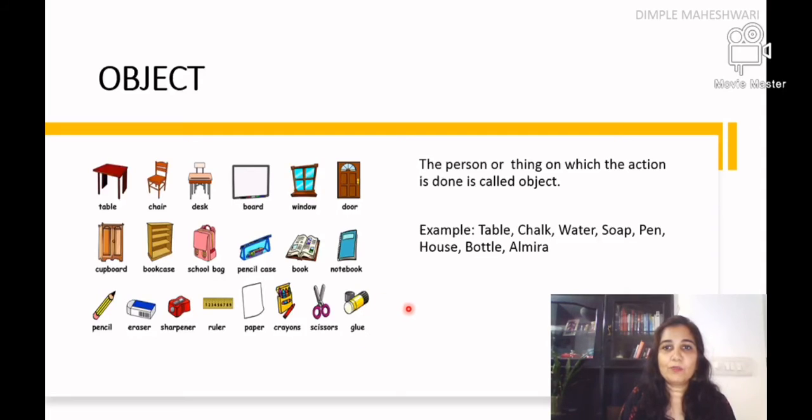Okay, coming to object. The person or thing on which the action is done is called the object. So this object can be table, chalk, water, soap, pen, almirah, etc. And you can see some of the objects in the pictures here which are used in the sentences as per the requirement of the sentence.